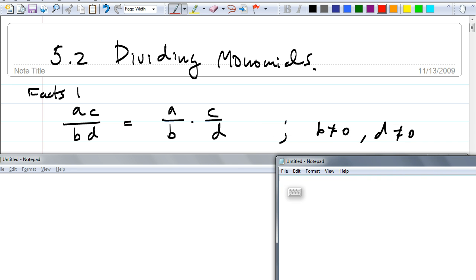What do you think I need to write? B can't be 0, D can't be 0. Yes, Samuel? Because if either of them are 0, then the entire thing is undefined. Good. If either one of those are 0, then the whole expression will be undefined, right? So you have to write those down. Okay, is that okay? All right, so if this is true, let's see what we could do with this fact, okay?